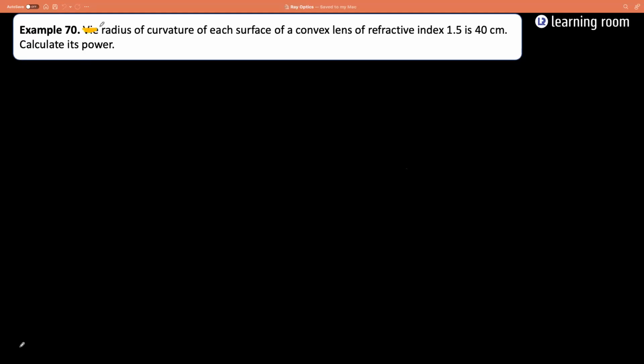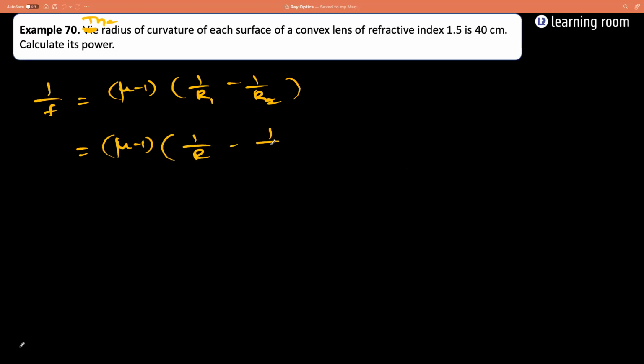The radius of curvature of each surface of a convex lens of refractive index 1.5 is 40 centimeter. Calculate its power. So basically what you do is you calculate 1 by f. 1 by f will be equal to (mu minus 1) into (1 by r1 minus 1 by r2), so (mu minus 1) into (1 by r minus of minus 1 by r). So this will be equal to (mu minus 1) into 2 divided by r. This is 1 by f.